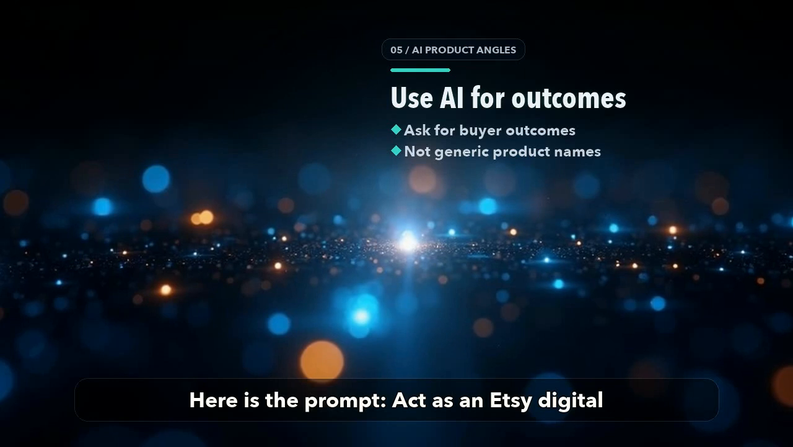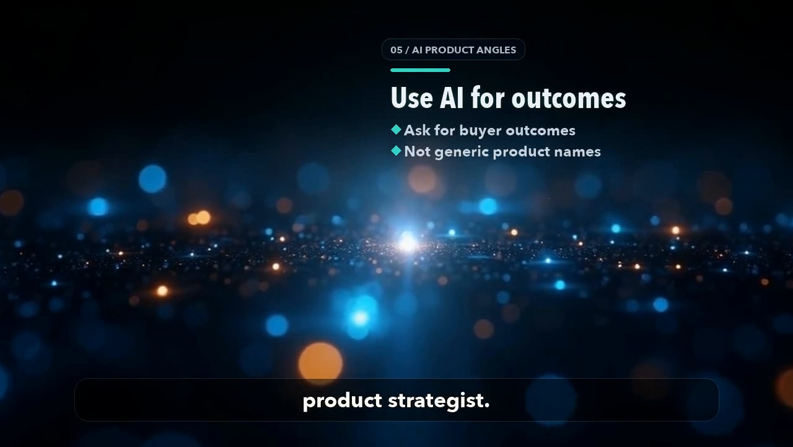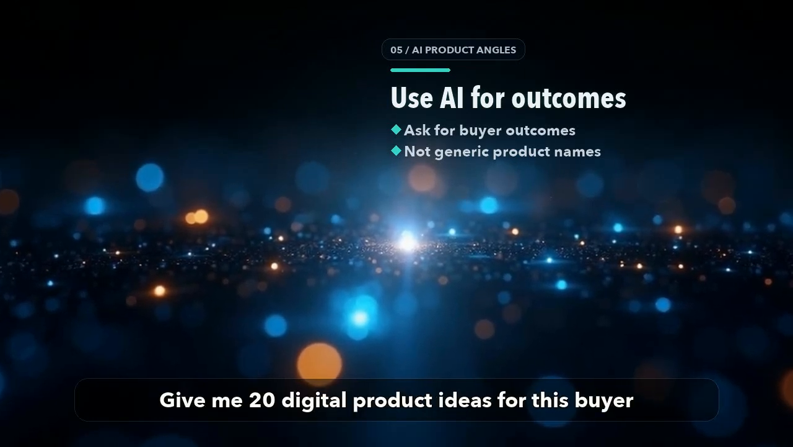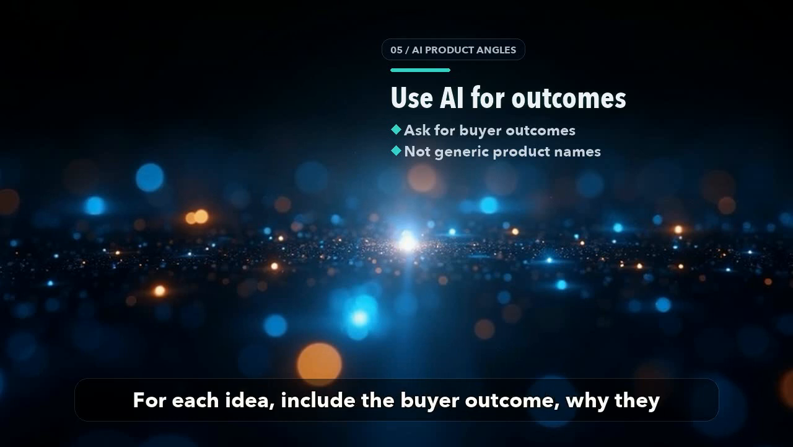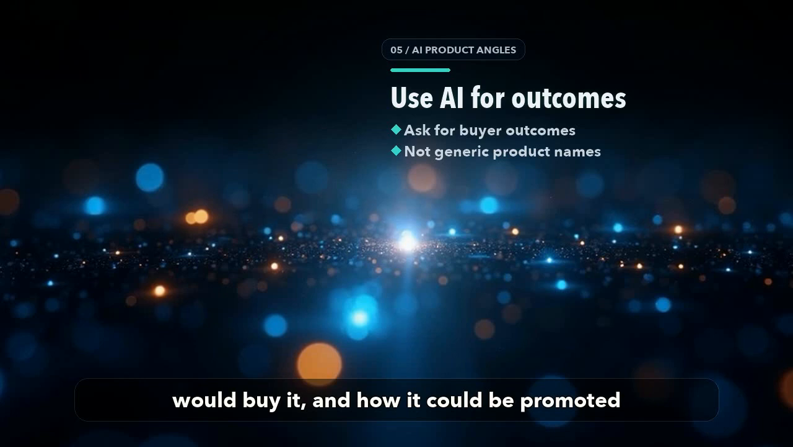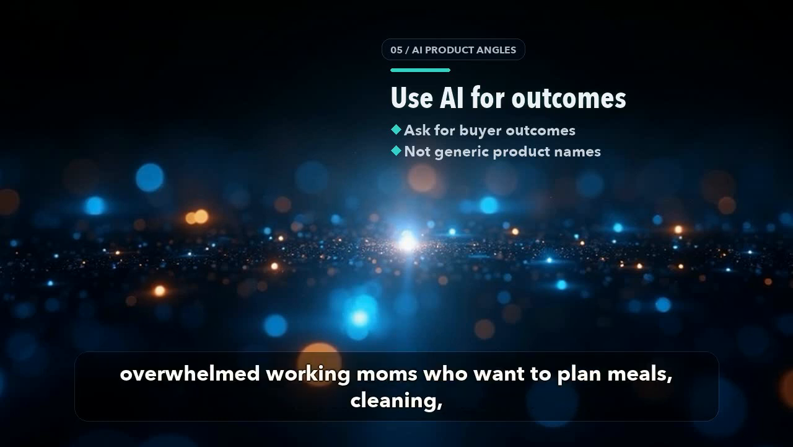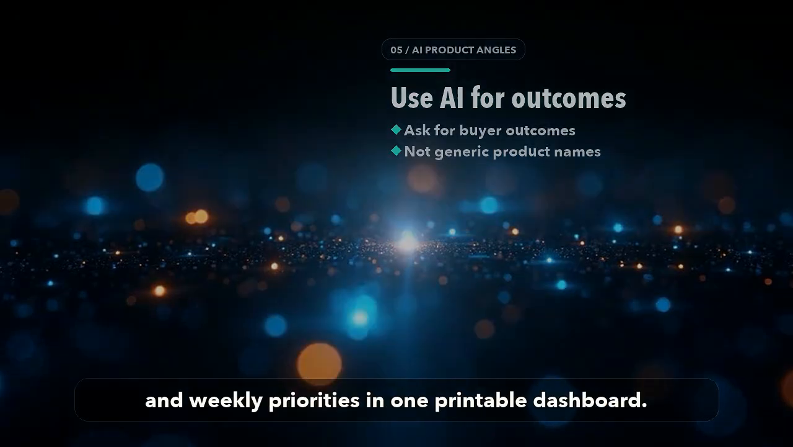Here's the prompt. Act as an Etsy digital product strategist. Give me 20 digital product ideas for this buyer type who struggles with this problem. For each idea, include the buyer outcome, why they would buy it, and how it could be promoted on Pinterest. The key is to ask AI for buyer outcomes, not just product names. A weak AI answer is, make a planner. A better answer is a Sunday reset planner for overwhelmed working moms who want to plan meals, cleaning, and weekly priorities in one printable dashboard. That is much easier to package.